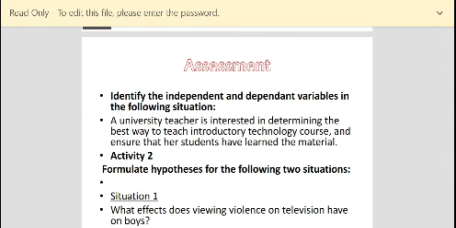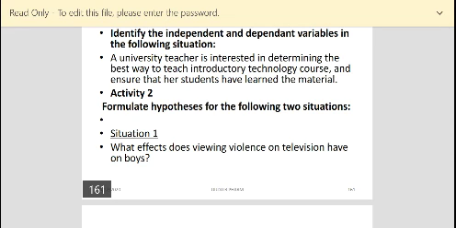This is an assessment. You may try it out. Identify the independent and dependent variable in the following situation. A university teacher is interested in determining the best way to teach an introductory technology course and ensure that students have learned the material. Activity 2, formulate a hypothesis for the following 2 situations. This assessment, you try it on your own to see if you understood the subject. You'll have to identify the independent and dependent variables in such a situation. Situation 1: what effect does viewing violence on television have on boys?